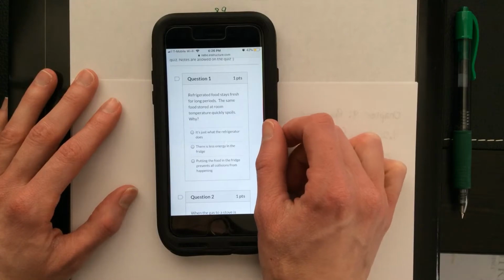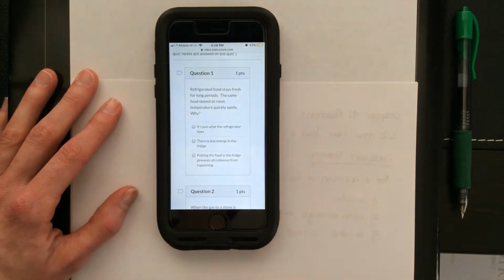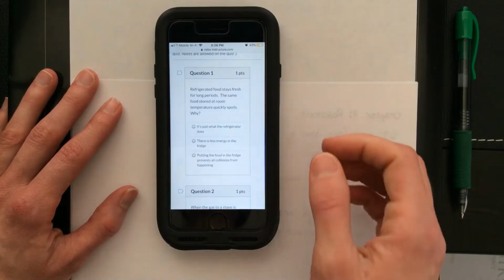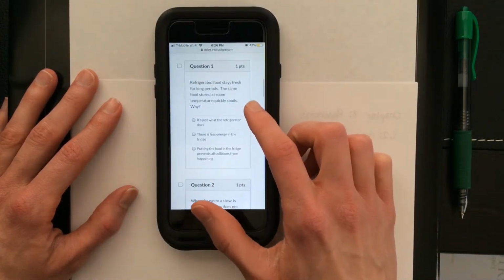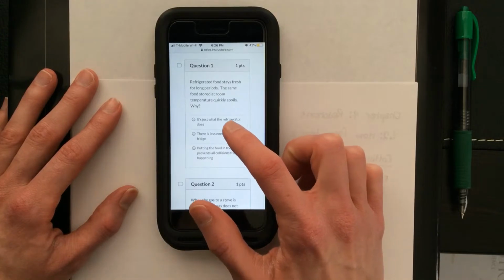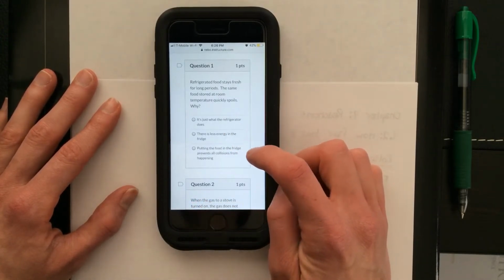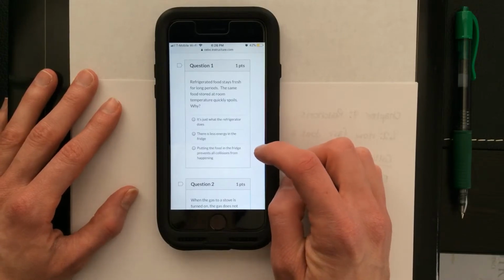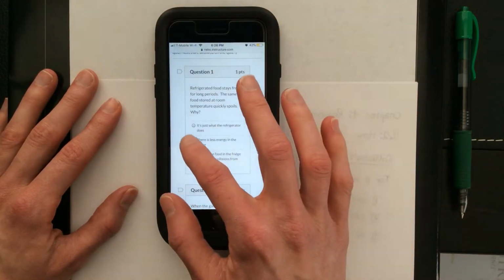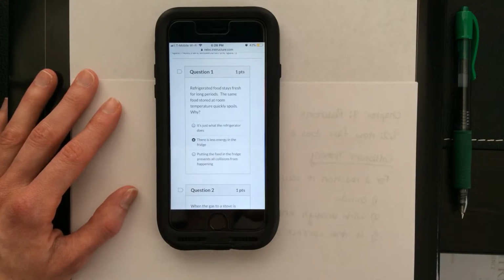Refrigerated foods stay fresh for long periods. The same food stored at room temperature quickly spoils. Why? So the answer to this, you see there's three options. It's just what the refrigerator does, there's less energy in the fridge, and putting food in the fridge prevents all collisions from happening. The right answer is the second one. There's less energy in the fridge.